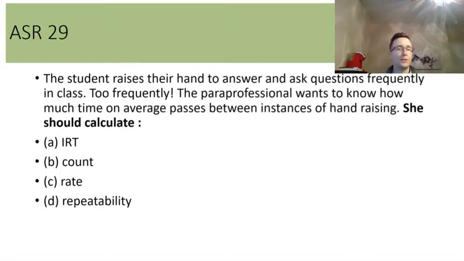ASR 29. The student raises their hand to answer and ask questions frequently in class, but in fact it's too frequent, so it's disruptive. And so it's being addressed in an assessment, and so the paraprofessional in the classroom wants to know how much time on average passes between instances of hand raising. She should calculate A, the IRT, B, the count, C, the rate, or D, repeatability.